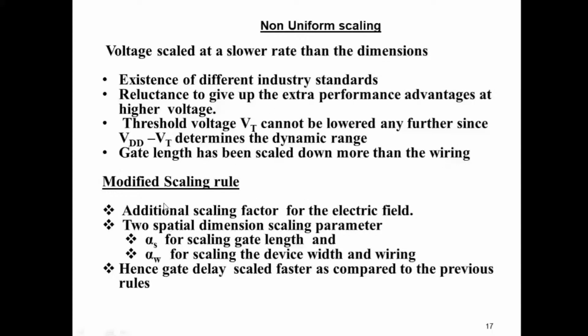We come to the modified scaling rule. An additional scaling factor is used for the electric field, which means that VDD is scaled less compared to the physical dimensions. Two spatial dimensions are used for scaling: alpha S for scaling the gate length and alpha W for scaling the device width and wiring. As a result of this non-uniform scaling, gate delay is scaled faster as compared to the previous rules.